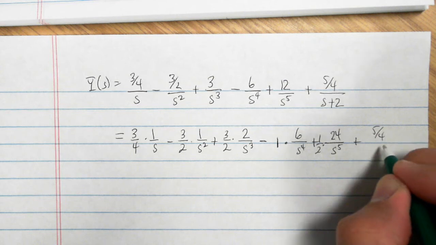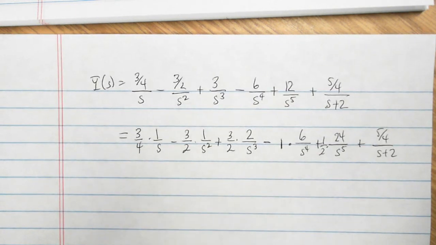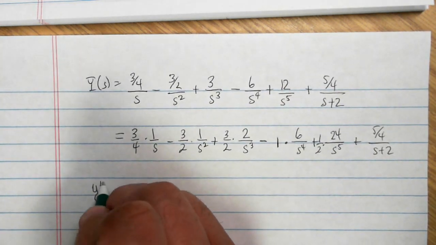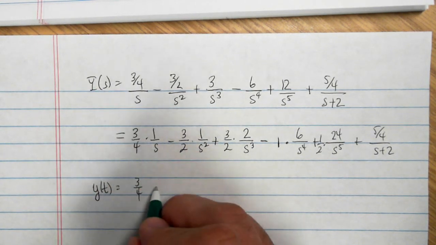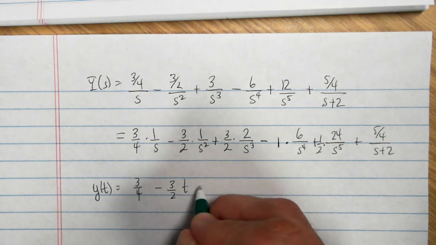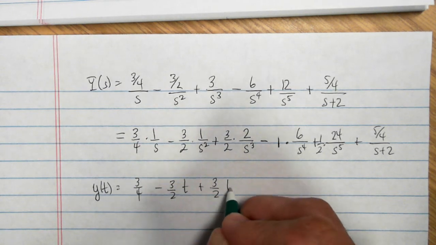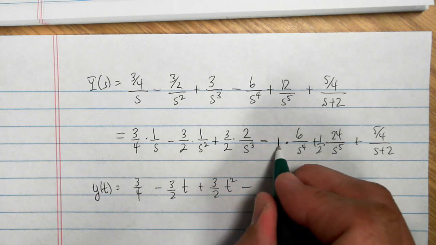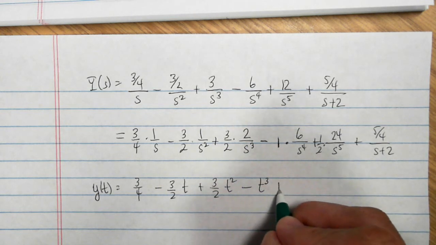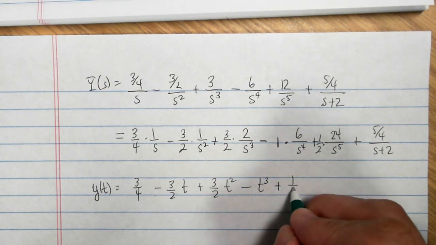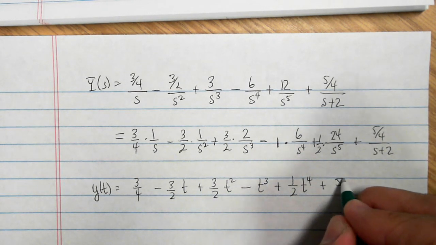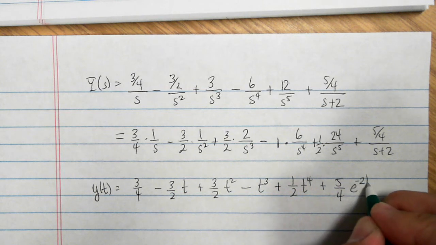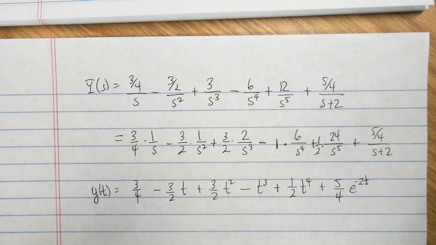Then the last term, 5/4 over s plus 2. So applying the inverse transformation, we get that this is equal to 3/4 constant minus 3/2 times t plus 3/2 times t squared. The next one's minus 1 times t to the third. The next one is 1/2 times t to the fourth. And then on this bit, I get plus 5/4 e to the minus 2t. And so that is the solution of this differential equation using Laplace transforms.